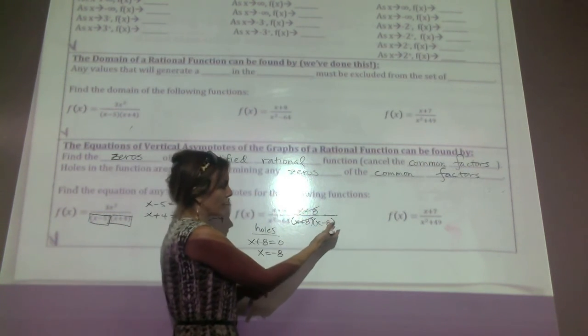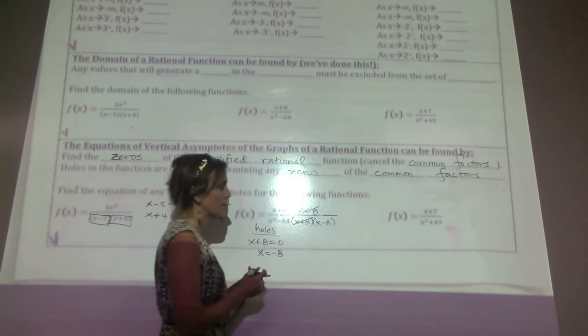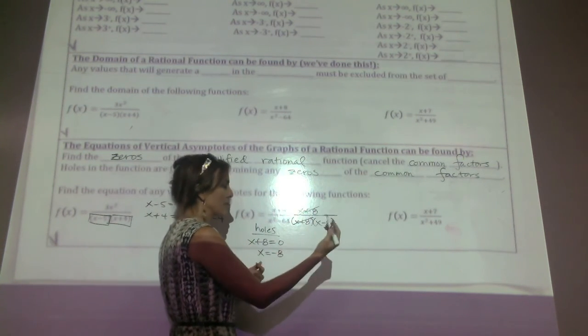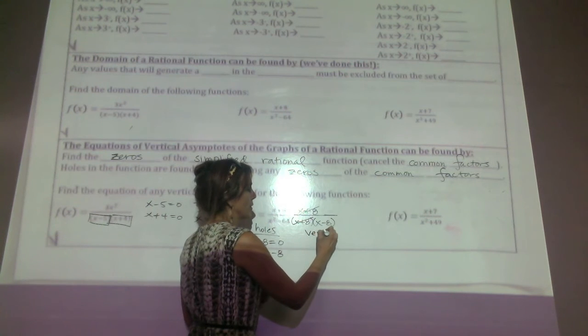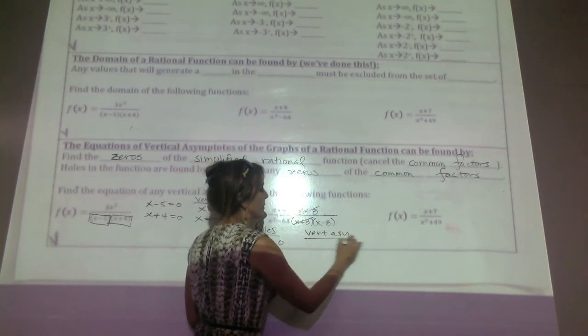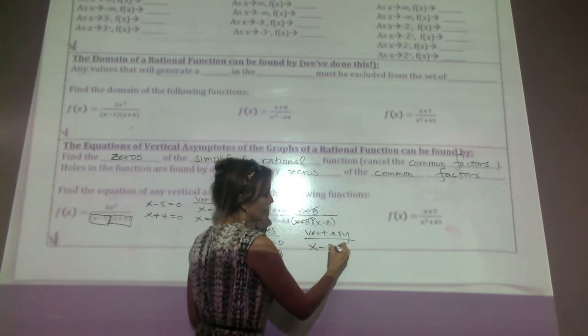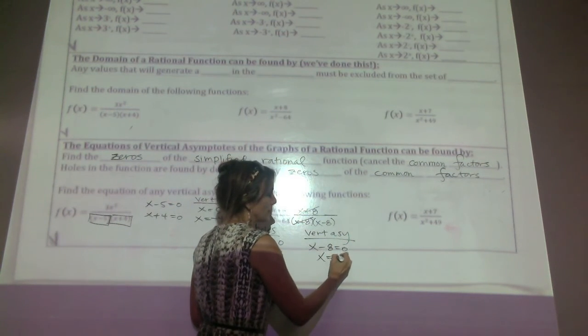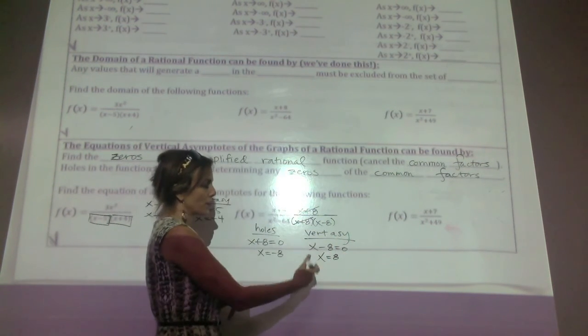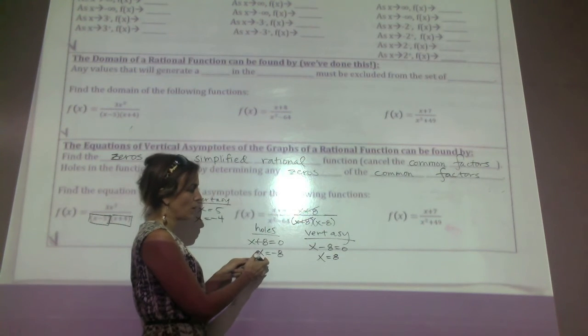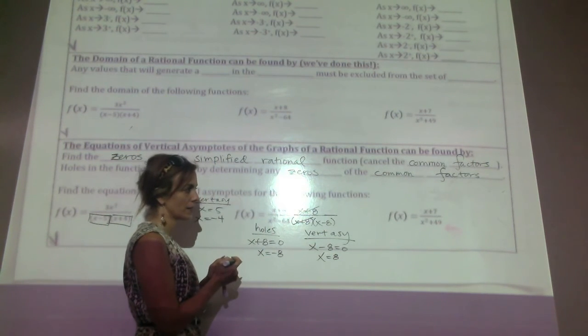But now if I come over here and see what's left on the denominator that is not canceled out, this will give us a vertical asymptote. So x minus 8 is equal to 0, x equals 8. There's a vertical asymptote at x equals 8, but there's a hole at x equals negative 8.